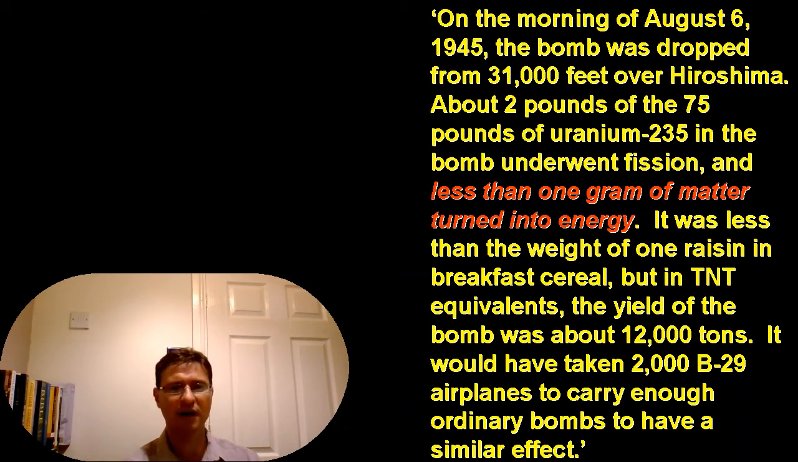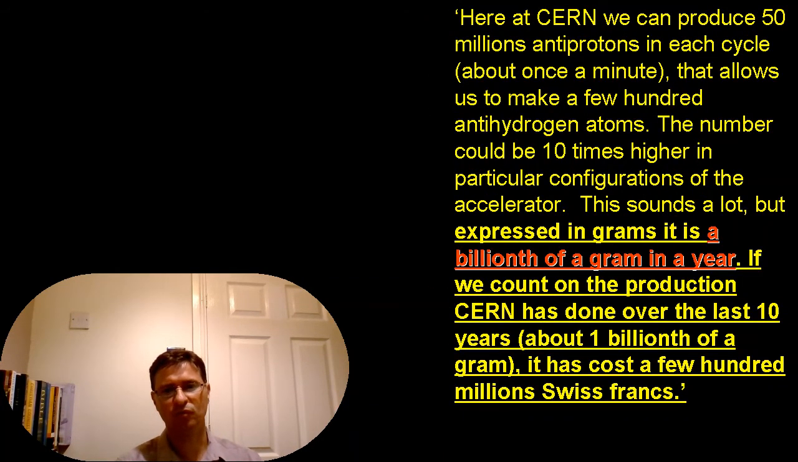So how much matter are we able to make? Now, this is one of the quotes from a few years ago from CERN, big particle accelerator in Europe. "Here at CERN, we can produce 50 million antiprotons in each cycle, about once a minute, that allow us to make a few hundred anti-hydrogen atoms. The number could be 10 times higher in particular configurations of the accelerator. This sounds a lot, but expressed in grams, it is a billionth of a gram in a year.